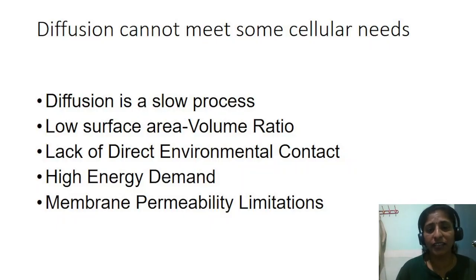Next, a lack of direct environmental contact. The whole body is not in direct contact with the environment, so diffusion happens only in that case. Next, high energy demand. Sometimes our cells need more energy, so more oxygen and glucose should be transported very fast. So we can't depend on diffusion.